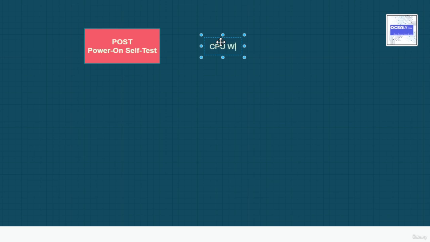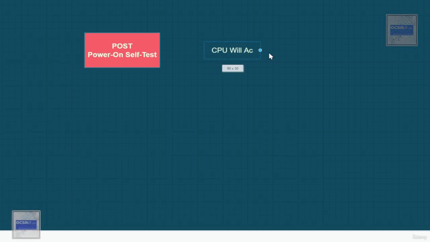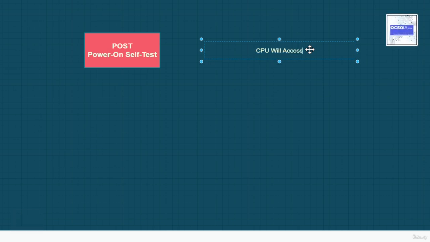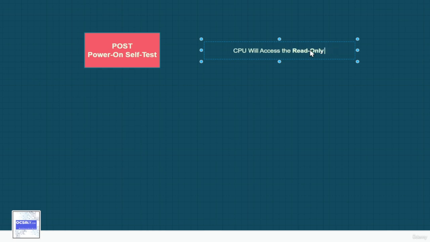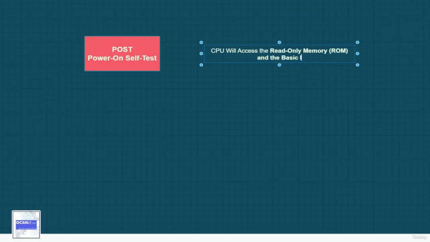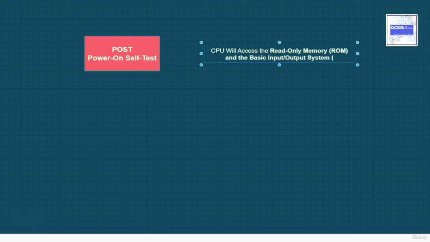Actually, let's make it bigger. The CPU will access the read-only memory, which is the ROM here, and the basic input-output system, which in this case is the BIOS.